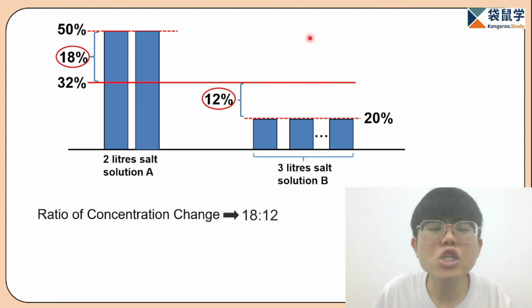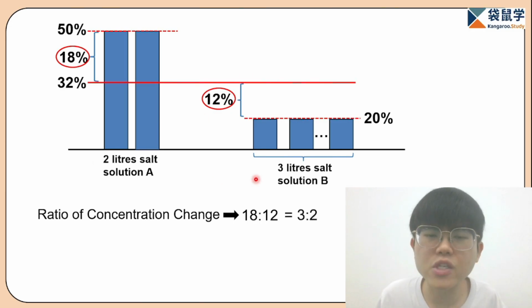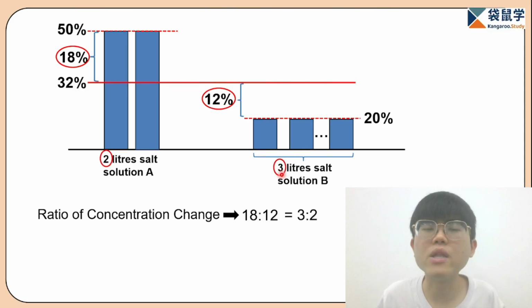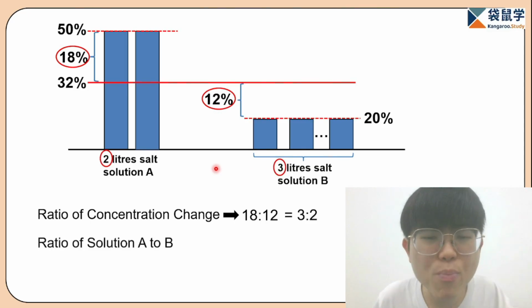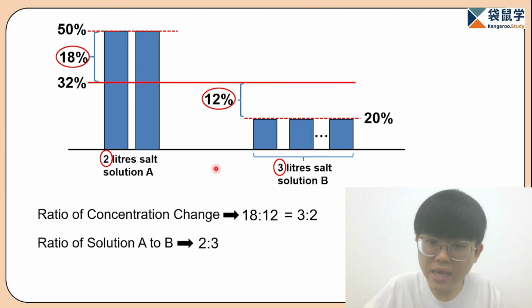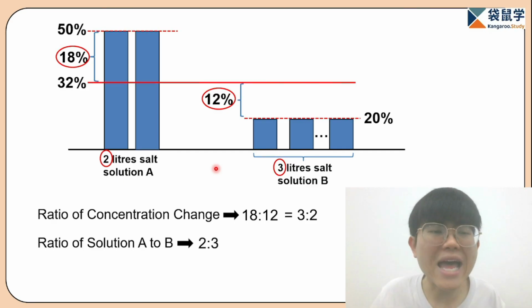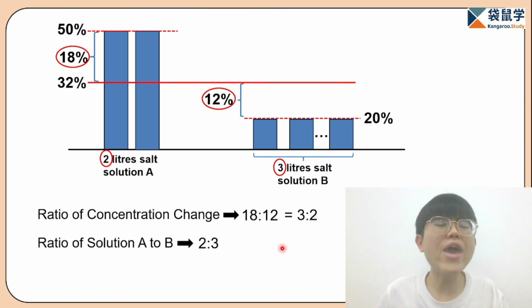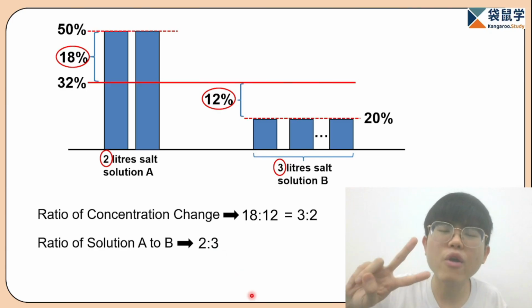So what is the ratio of them, everyone? It is 18 to 12. We can also simplify it as 3 to 2. And now let's observe the weight of the solution. We have 2 and we have 3 liters. So we say that the ratio of the solution A to B is 2 to 3. Hey everyone, can you observe something from here? You see that our ratio of concentration change is 3 to 2. The ratio of the solution A to B is 2 to 3, which is just the reverse of it.